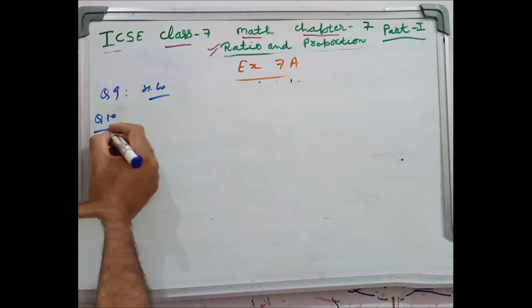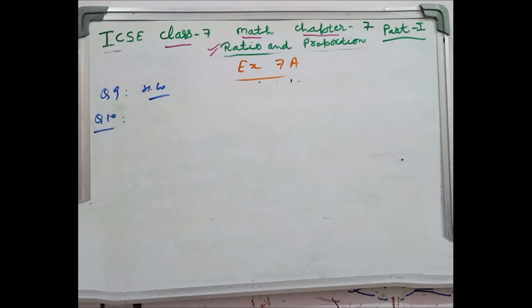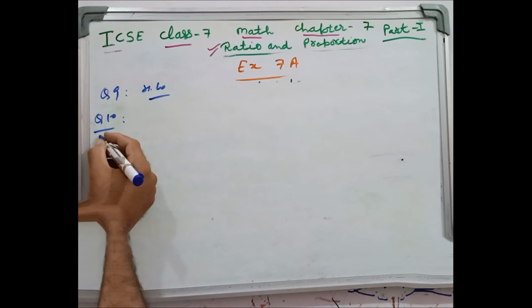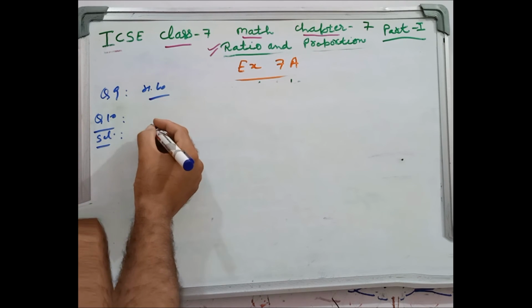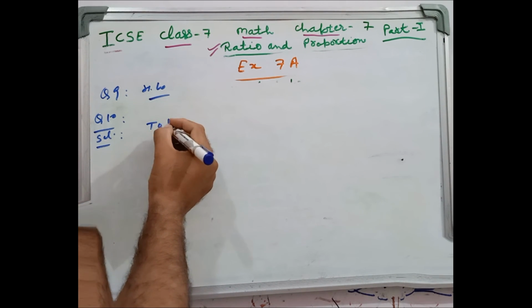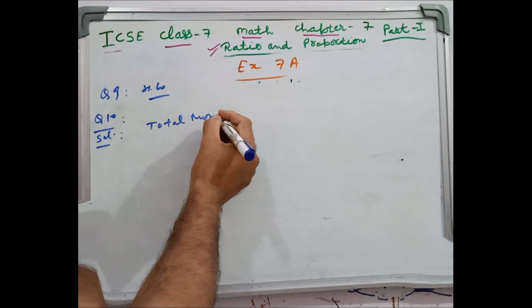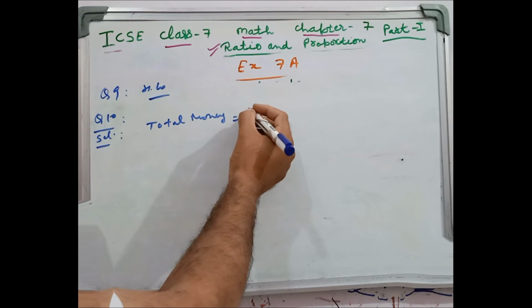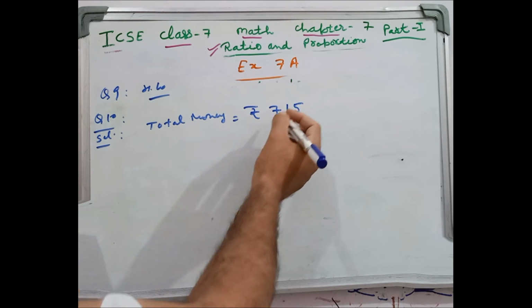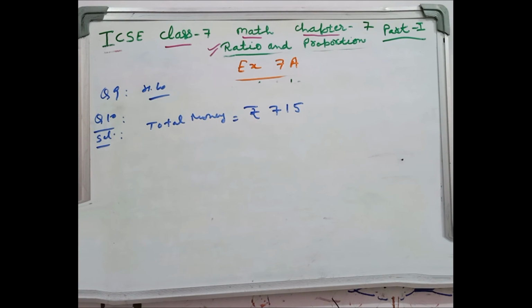Question number 10. So what is here? He is saying divide rupees 715 among A, B, C in such a way that B gets 3 times as much as A gets and C gets half as much as B. So here we will go by assuming. First, we will write the total money. Total money to be divided is rupees 715. Right? So here we have to make the ratio.